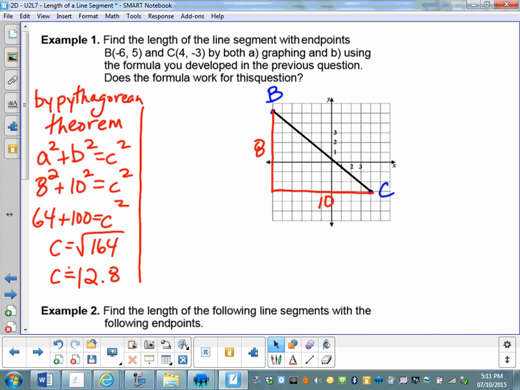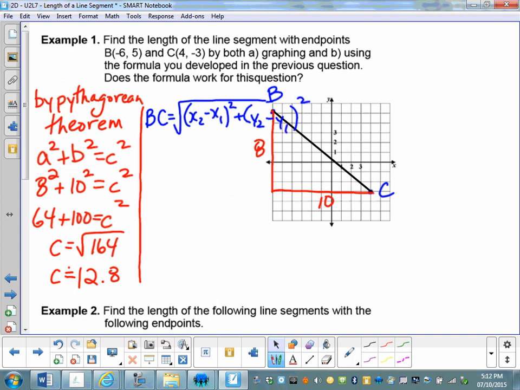Now, if we try and find it using the formula, I'm trying to find the length of BC. So using our formula, remember it's x2 minus x1 squared plus y2 minus y1 squared. Sorry, it's a little bit of a mess here. And then we can plug things in.